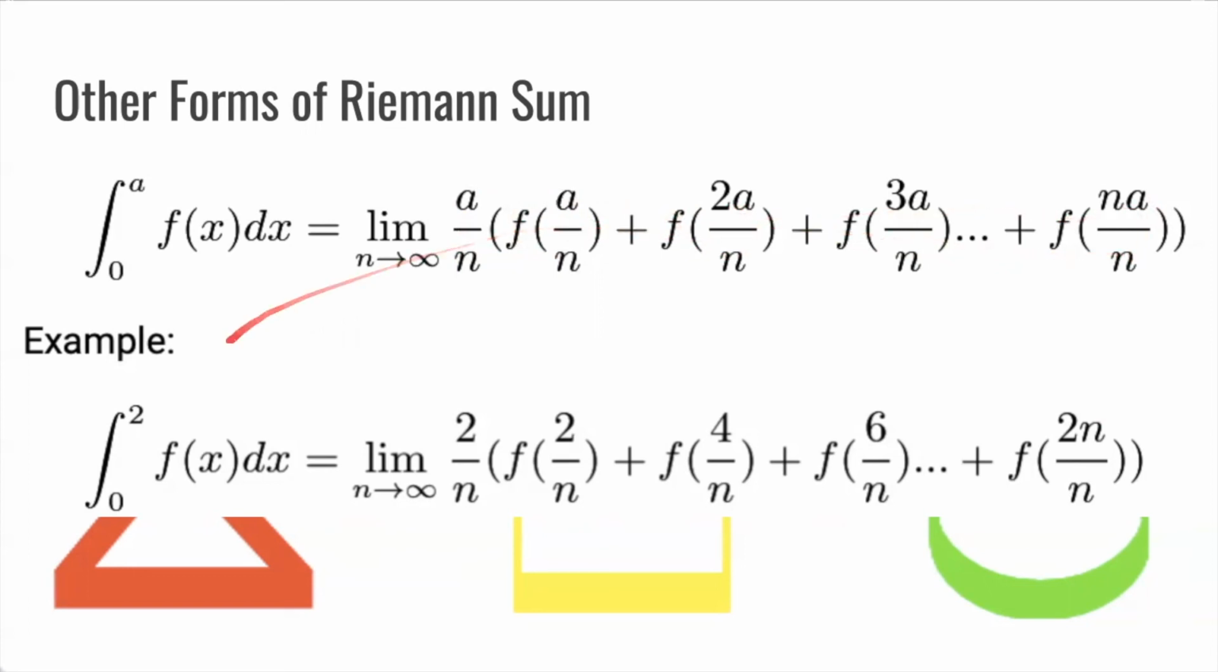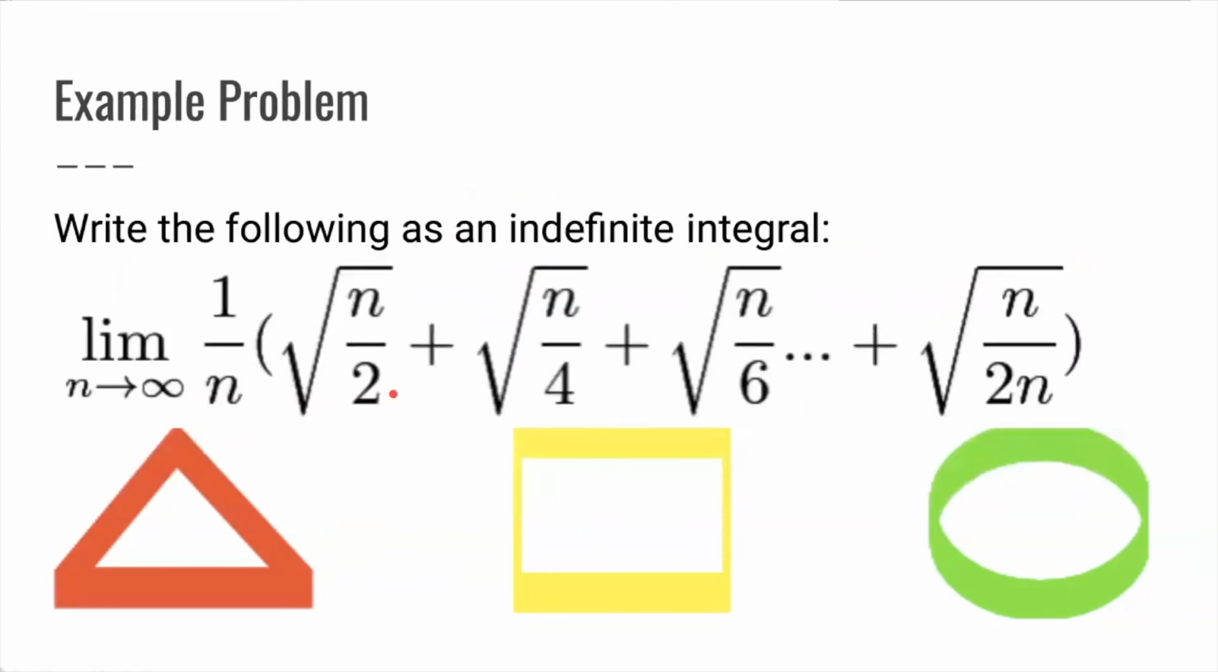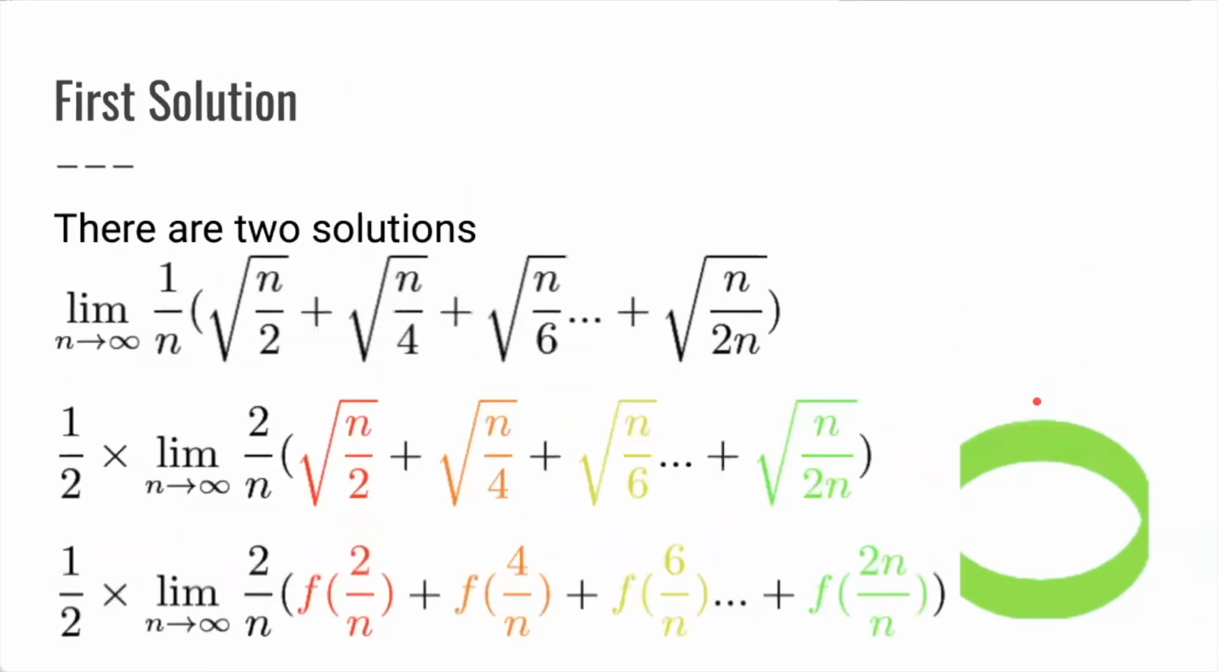So for example, if you plug in a is equal to 2, then you get this Riemann sum right over here. All right, so this Riemann sum can be used to evaluate this infinite series right over here. So there are actually two ways to write this as a definite integral. The first way is using the Riemann sum from 0 to 2. And the way we do that is we turn this into 1/2 times the limit as n approaches infinity, and we change this 1 over n to 2 over n.